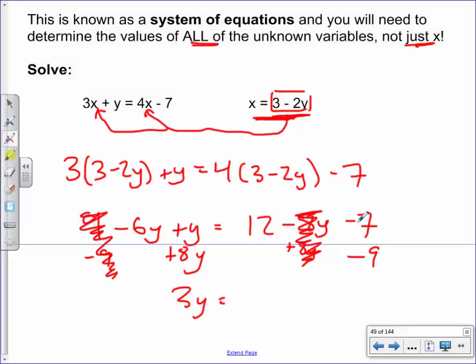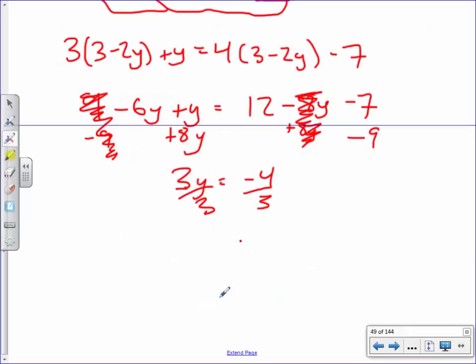12 minus 7 is 5. Minus 9 more is negative 4. 12 minus 7 is 5 minus 9. Yeah, negative 4. And then divide by 3. There, I solved for y.